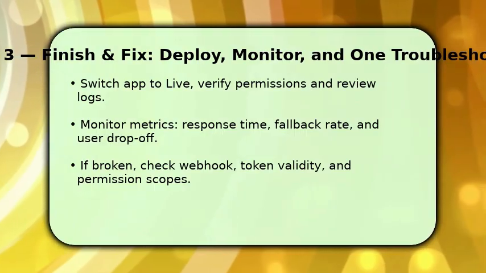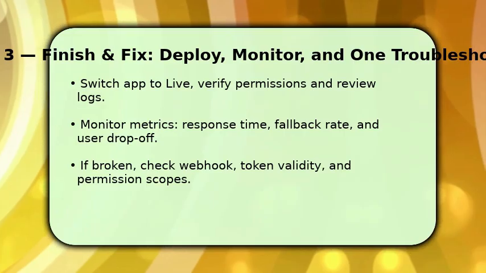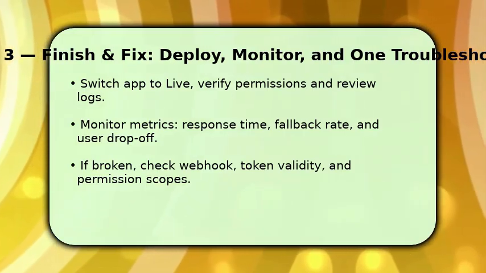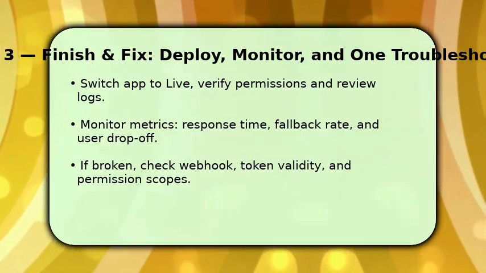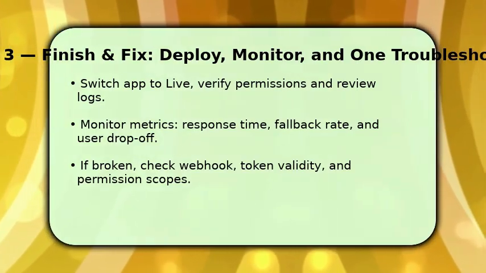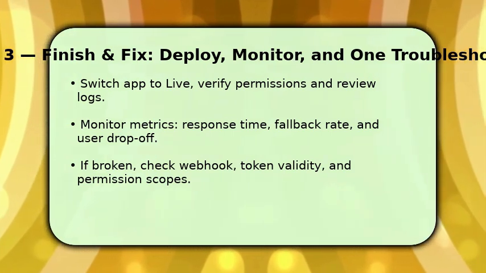If something fails, first check webhook delivery status, token expiration, and permission scopes, then inspect logs for exceptions. Make incremental fixes, redeploy, and retest. One key troubleshooting tip: restart your webhook process and resubscribe the page if messages stop appearing.